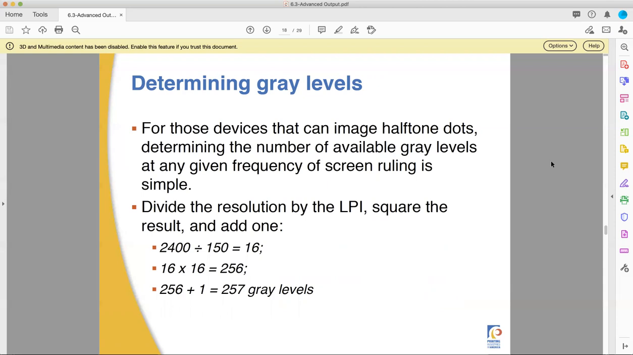And you add 1 more to count for the completely off level, to account for 0. And that's it. So 2400 divided by 150 gives you 16. You square it to give you the grid because it's length times width. Then you add 1 more for the all off thing, and that gives you the 257.